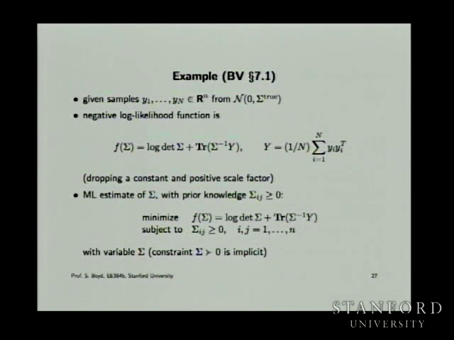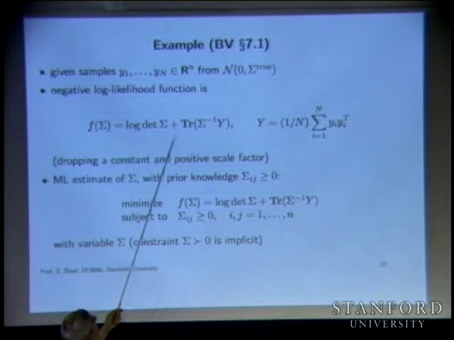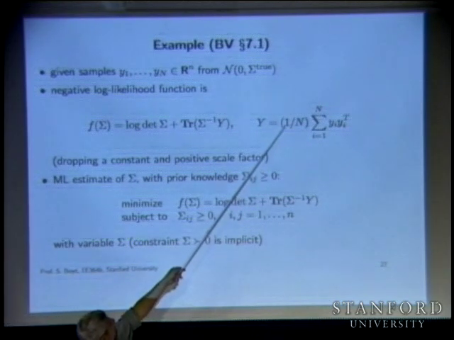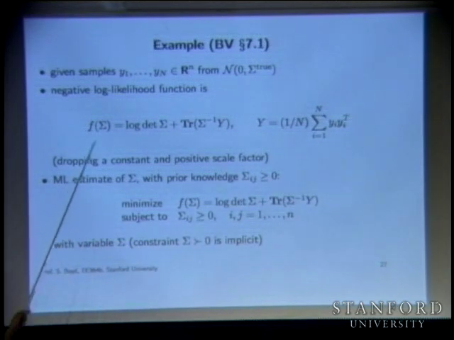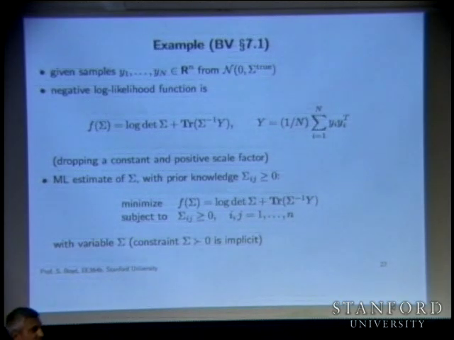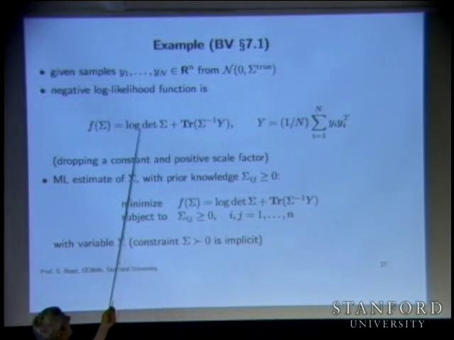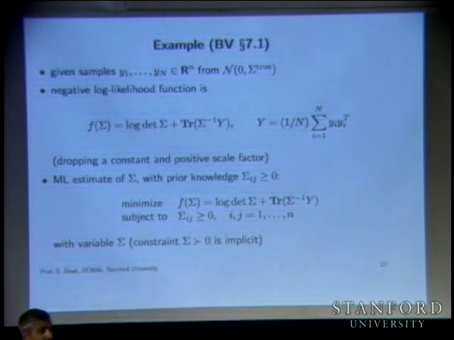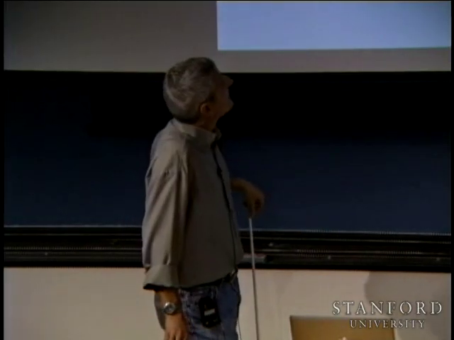Okay. So an example we'll look at is from the book. It's estimation of a covariance matrix from samples. So you form the sample mean, and the negative log likelihood function is log det sigma plus trace sigma inverse y. Now I mentioned last time that the general approach is not to estimate sigma, but sigma inverse, that's a one-to-one transformation, so you're perfectly welcome to do that. In which case, this function is convex in sigma inverse, because that's linear, and that's convex, because it's log det sigma inverse, which is convex. So that's the standard method.